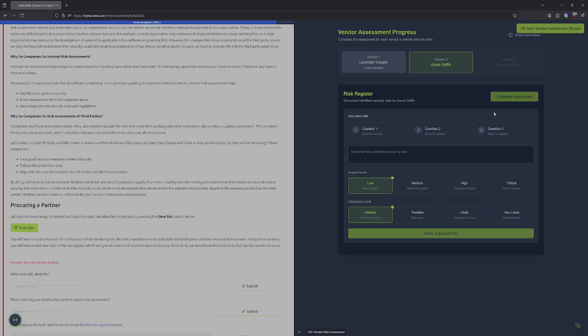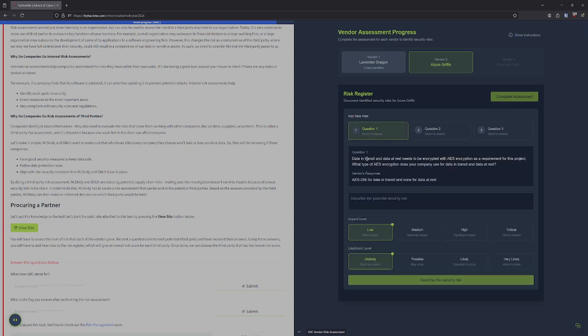I think we can complete that assessment. Now we're going to go to the second vendor. Great. Okay. AS transit is in transit and none at rest. So I think that's bad.